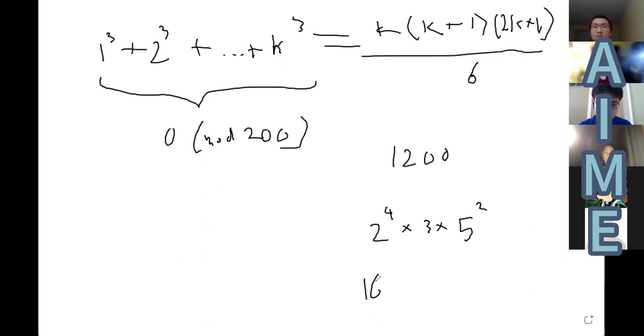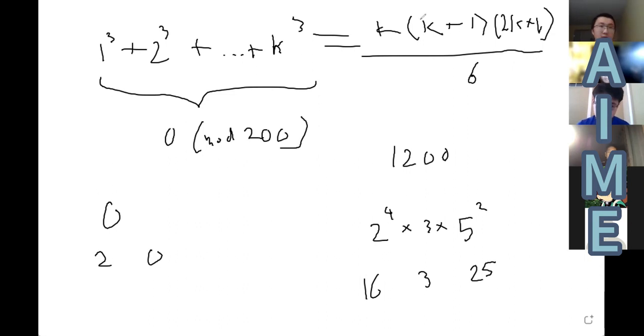This is 16, you have a 3, and you have a 25. So first, let's take care of the 3. I'm going to prove that this is always divisible by 3, just by testing it out. If k is 0 mod 3, then it's already divisible by 3. If k is 2 mod 3, then k plus 1 is going to be 0 mod 3, and the thing is divisible by 3 again.